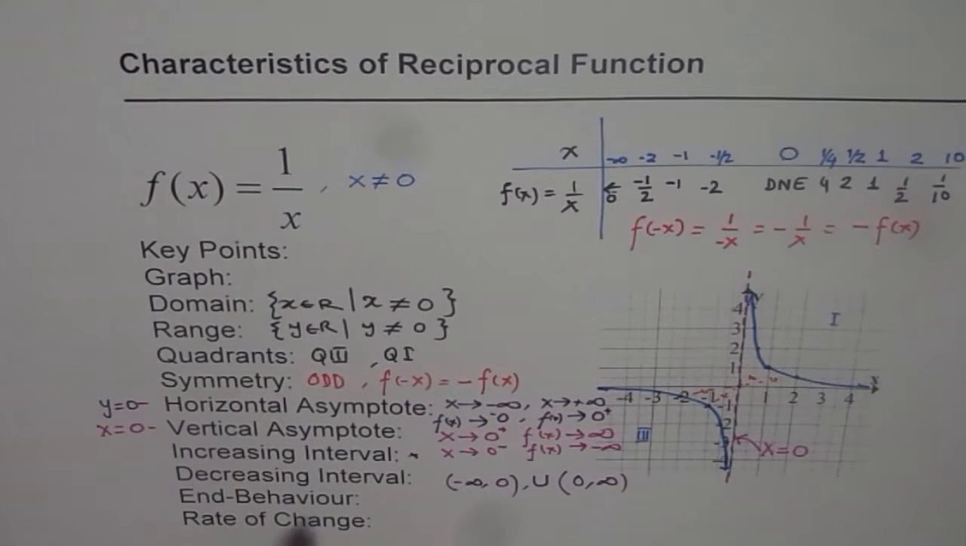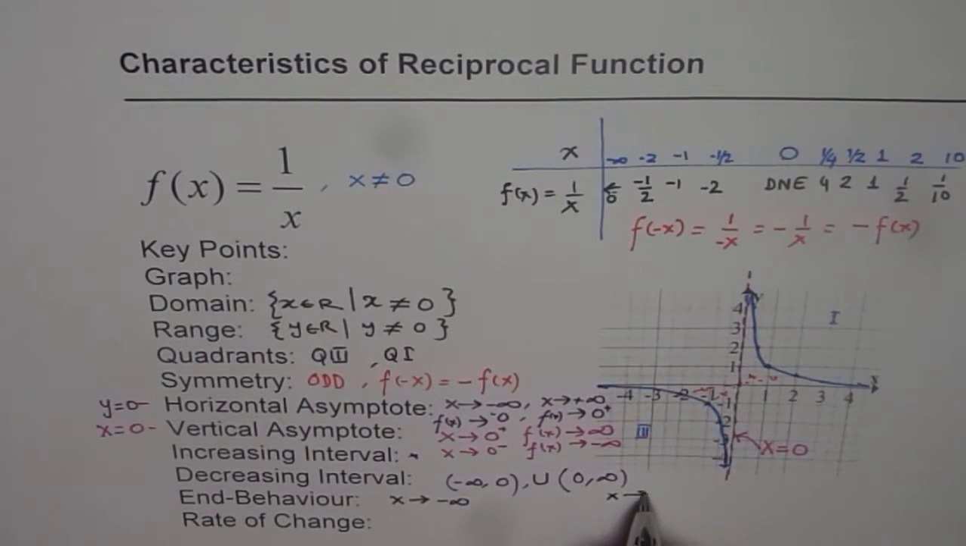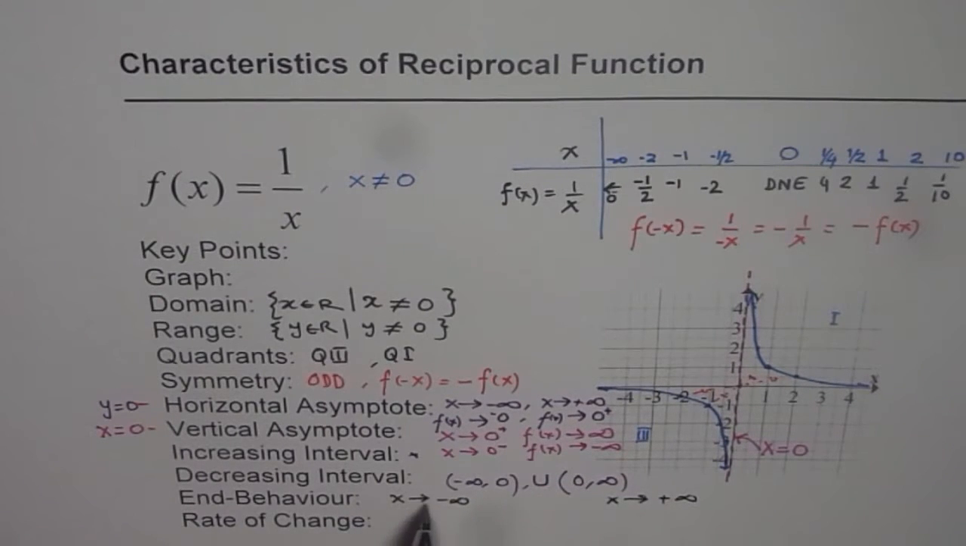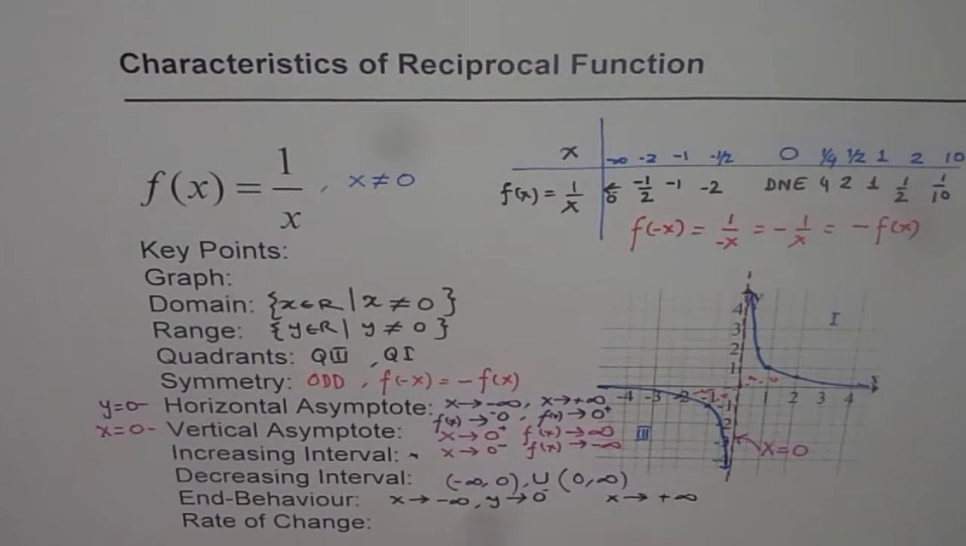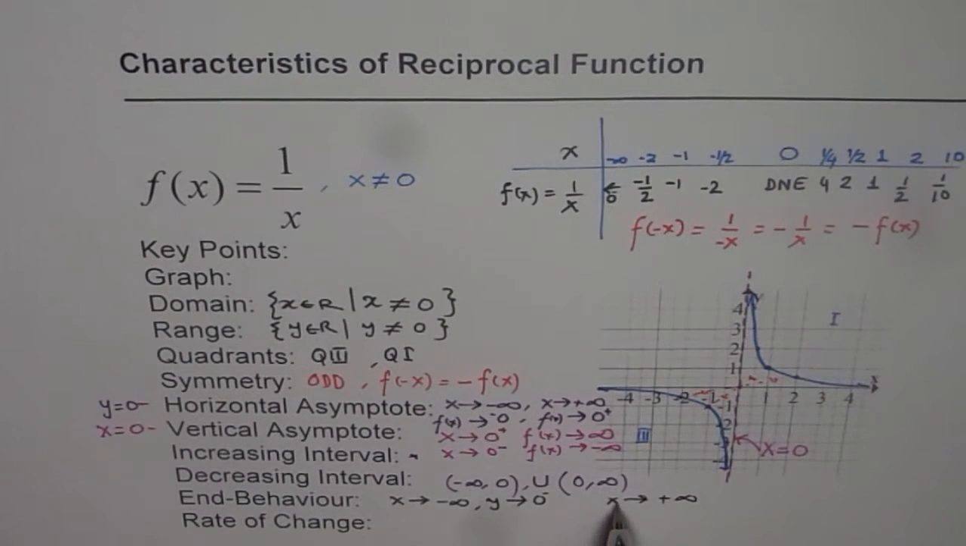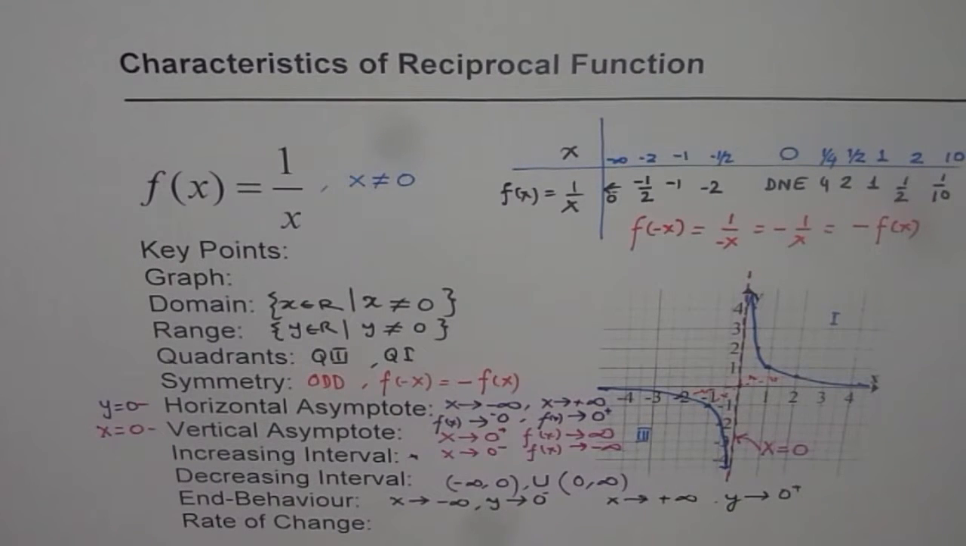Now let's look into end behavior, which is what happens to the value of the function as x approaches negative infinity and as x approaches positive infinity, right? If x approaches negative infinity, we know f of x, or y, approaches 0, but from the negative side. So I'm writing negative here, indicating from the negative side. It's in quadrant 3. If x approaches positive infinity, then y approaches 0, but from the positive side. It's in quadrant 1. So that is how we can describe the end behavior of a reciprocal function.